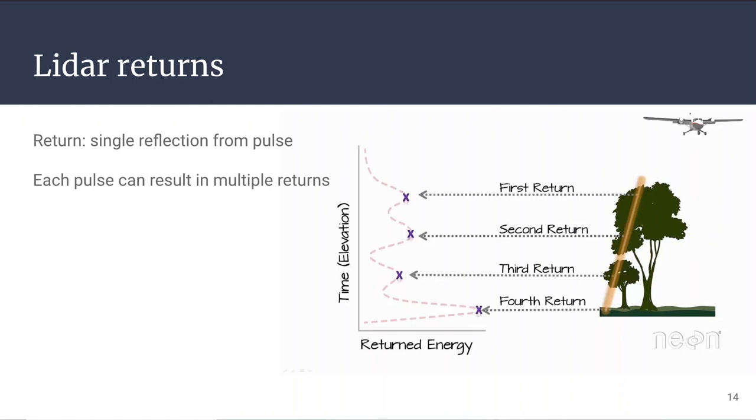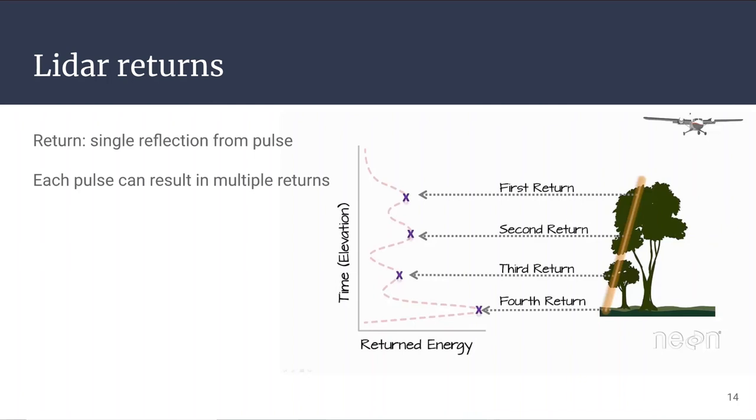So you can actually get multiple returns. The entire surface area of that pulse, parts of it hit different objects on its way down to the ground and get reflected back from those objects. That means that one pulse can result in different returned information and a number of different distances from the plane or the drone that actually has the LiDAR unit.